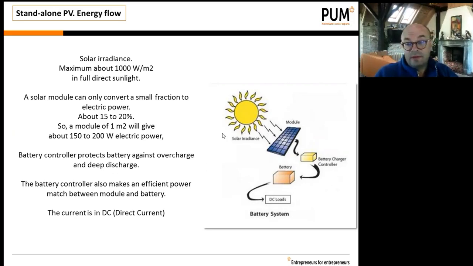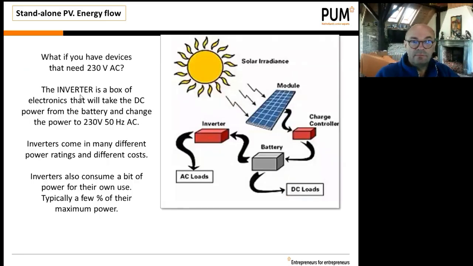Also, an important thing to know is that a module doesn't generate alternating current, but always direct current. If you need alternating current, you have to change that with special equipment. I'll tell you about that now, because after the battery, you can invert the DC load into an AC load. And that's why you need an inverter.